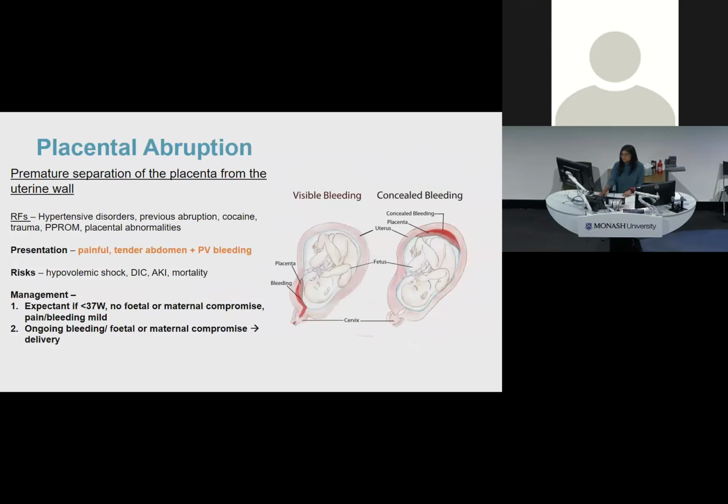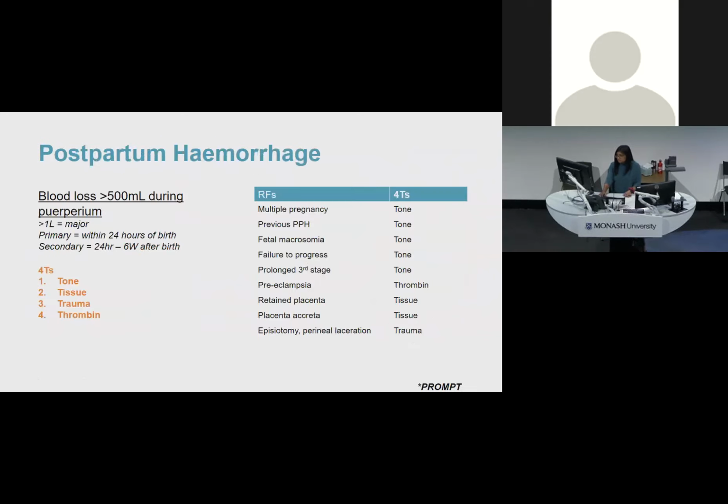Placental abruption is premature separation of the placenta from the uterine wall, just a painful tender abdomen and PV bleeding. I'll keep moving on. Postpartum hemorrhage, blood loss of more than 500 mils during the puerperium, more than 1 liter and it becomes major, and you can further classify it into primary and secondary. Main thing you guys need to know is the 4 T's: tone, tissue, trauma, and thrombin. Tone is the most common cause.